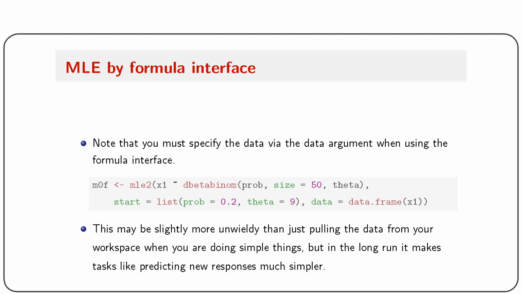Note that you must specify the data via the data argument when using the formula interface. For example, m0f is mle2, x1 tilde dbetabinom, prob, size equals 50 and theta, start equals list, prob equals 0.2, theta equals 9, and data equals data.frame(x1). So these may be slightly more unwieldy than just pulling the data from your workspace when you are doing simple things, but in the long run it makes tasks like prediction and predicting new responses much simpler.